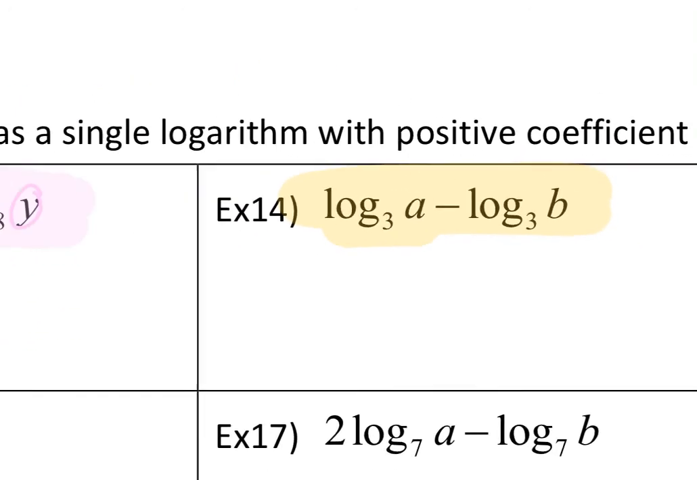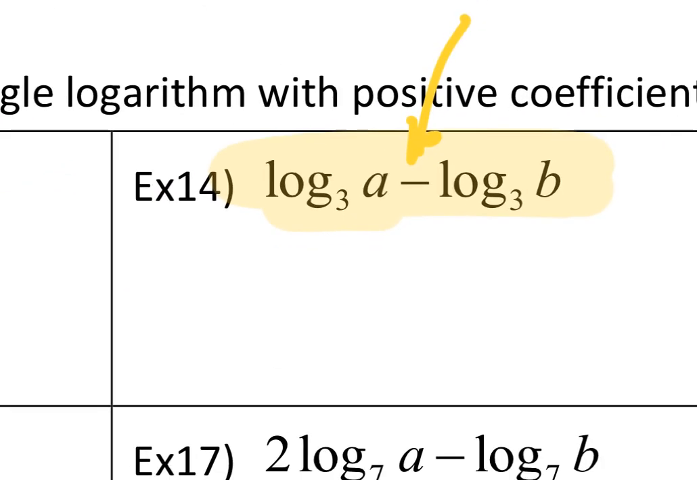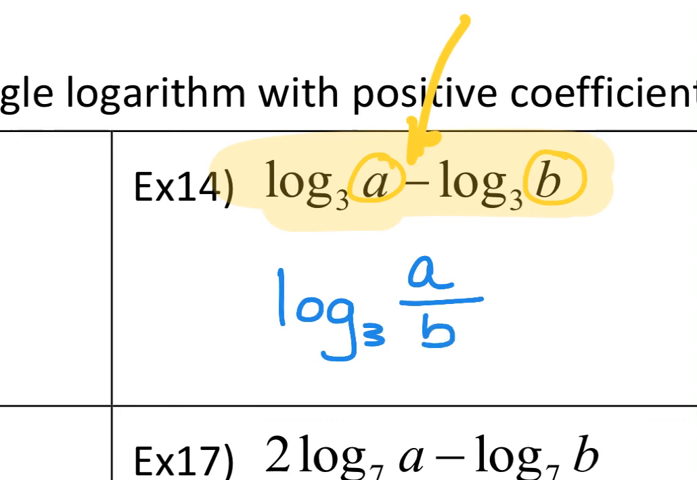In this one, and compare numbers 1 and 2, the only real difference between 1 and 2 is that 13 has an addition, 14 has a subtraction. And so if it's log minus log, then when you condense this, your answer is going to take the two arguments and divide them. So this is going to be log base 3 of a fraction, a over b. And it's important that you keep in mind that if the b is after the subtraction sign, then the b is the denominator.